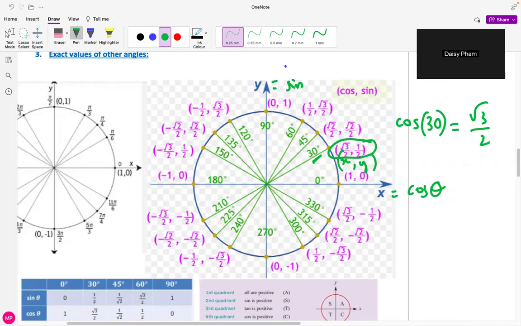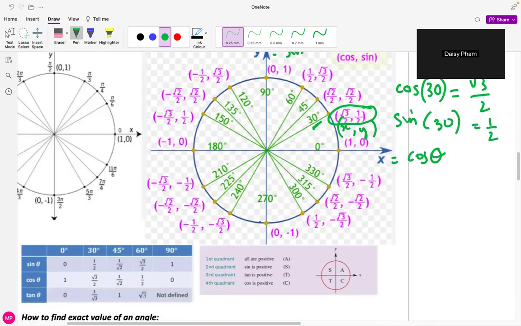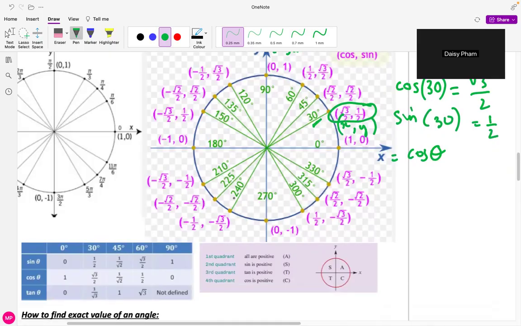And a half here represents the y, and the y is sine of theta. So sine of 30 is 1/2. All right, and similar for other angles. As you see in this quadrant here, cos of 240 degrees is negative 1/2, and sine is negative root 3 over 2. If you project it on the horizontal, this is about negative 1/2. And vertically, this is about negative root 3 over 2.